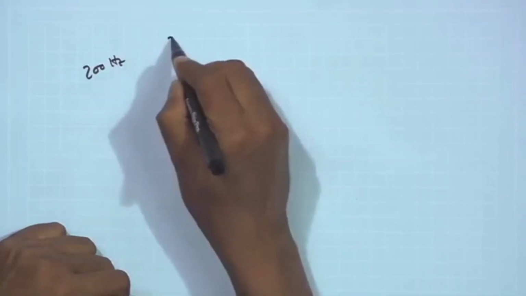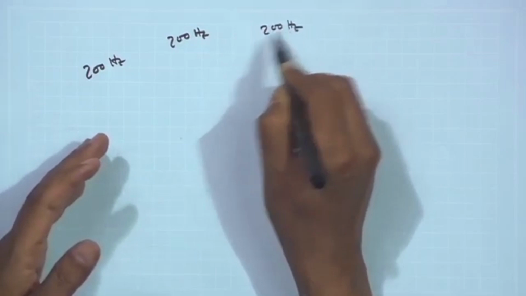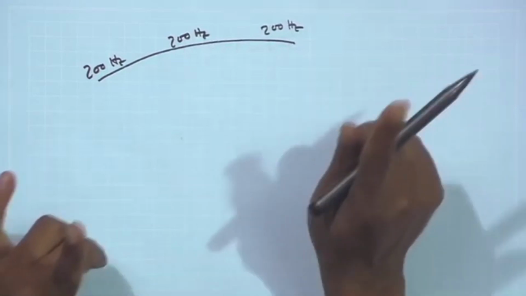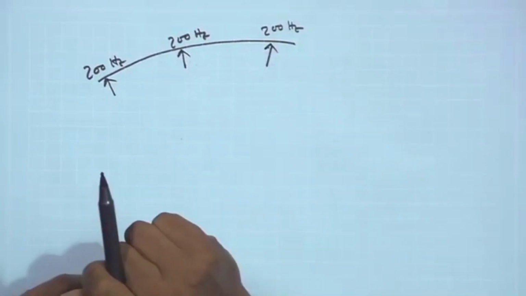Example: suppose I play a tanpura, a harmonium and, say, a guitar, let us say sa, with the same frequency. Harmonium sa has 200 hertz, tanpura sa also has 200 hertz, harmonium and guitar 200 hertz. All instruments are producing sa of the same frequency, but even if I close my eyes, I can identify this sound is coming from harmonium, this is tanpura, this is guitar. So, how do you find out?